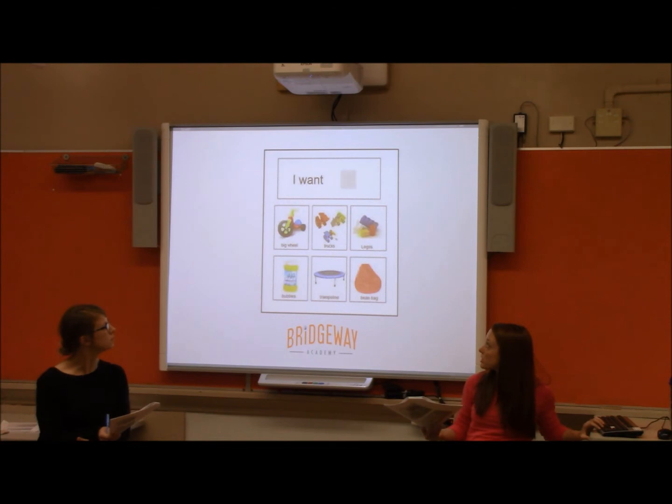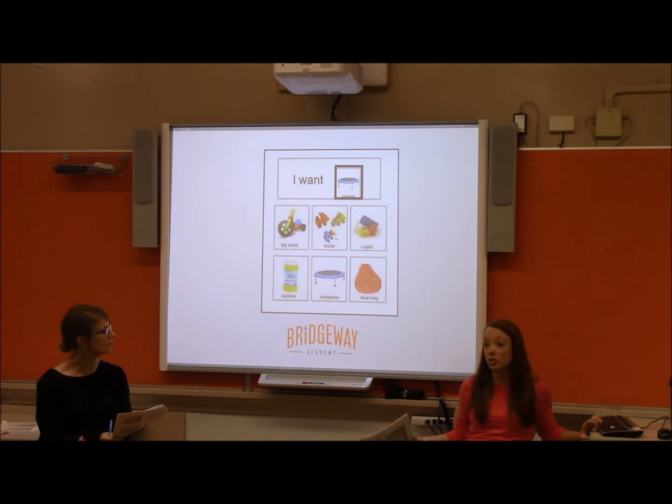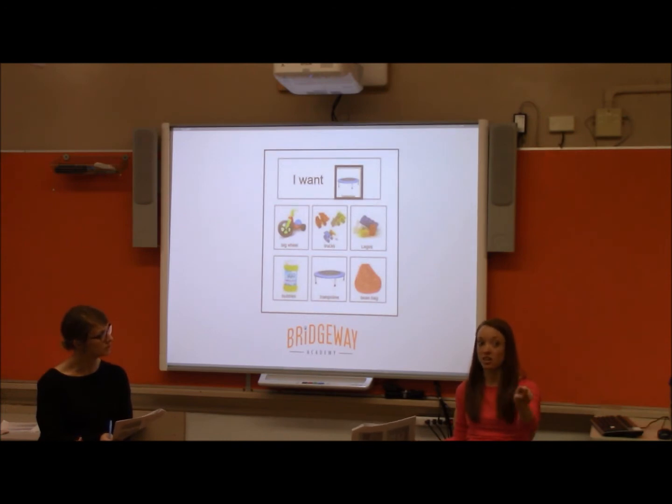This is just another example. Maybe we'll put the picture on there of what they want. They may not have the motor skills to take that picture off and put it on, so you can also just make a board that they can touch the picture on.